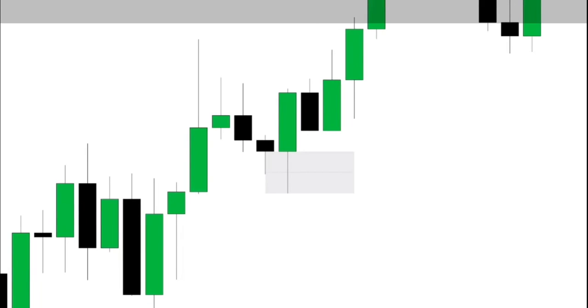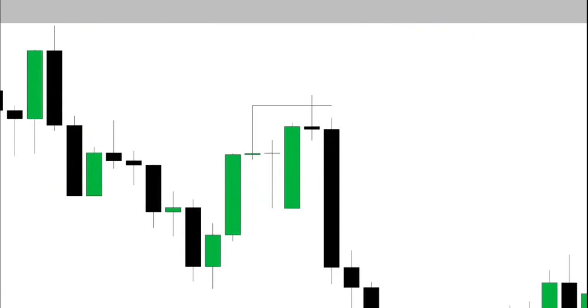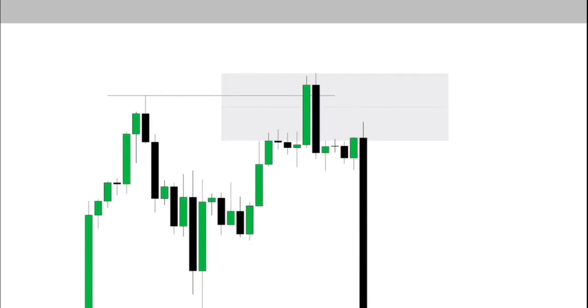This is a rejection block formed on a one-day time frame. If we mark this zone and then switch to the 4-hour time frame, we can observe approximately the same area as the order block. Another example on the one-day time frame, but this time with a bearish rejection block. If we switch to the 4-hour time frame, we again see that it resembles an order block zone.